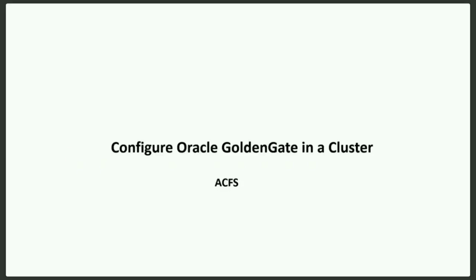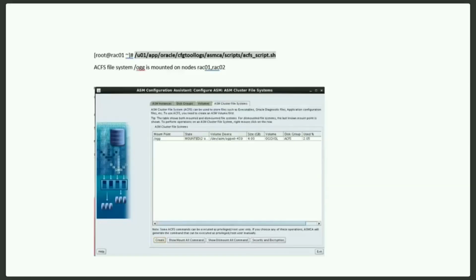So that was just a very brief overview of the architecture of GoldenGate. Let's dive into our first advanced topic, and this is how to configure Oracle GoldenGate in the cluster. We're going to look at two different methods of configuring GoldenGate in a cluster. One is using ACFS, which is the ASM cluster file system, and the other one is using what's called the database file system, or DBFS. So with ACFS, the first thing that we have to do is create an ASM cluster file system.